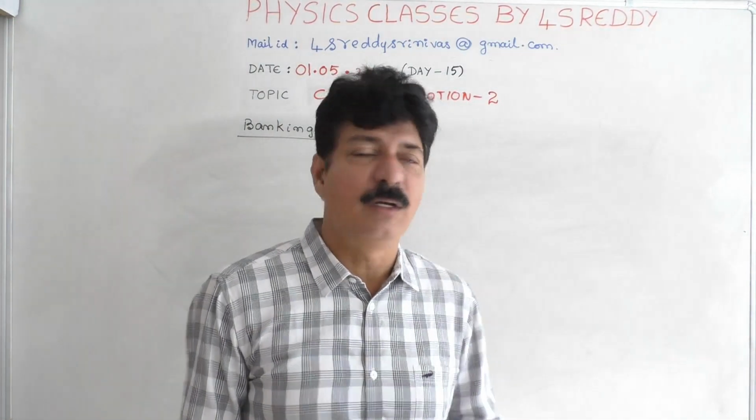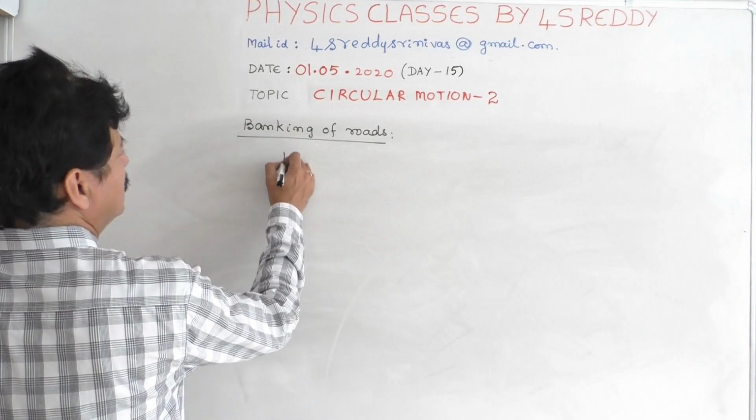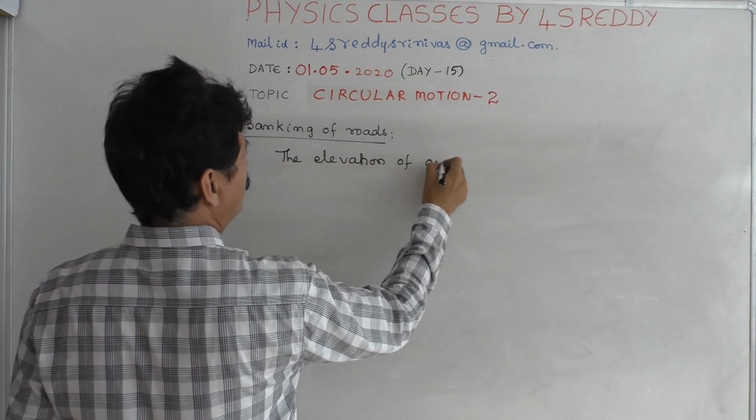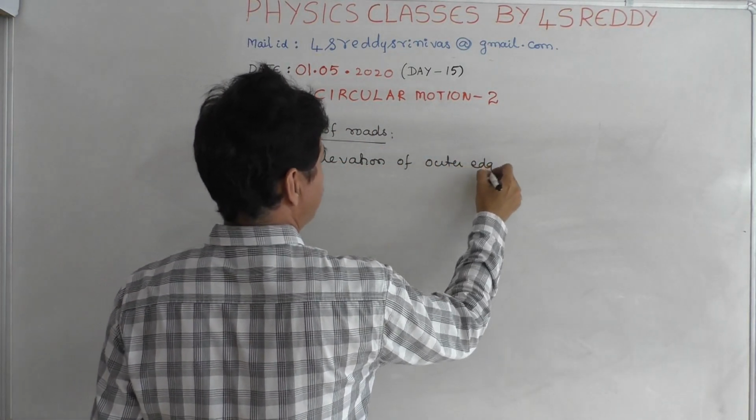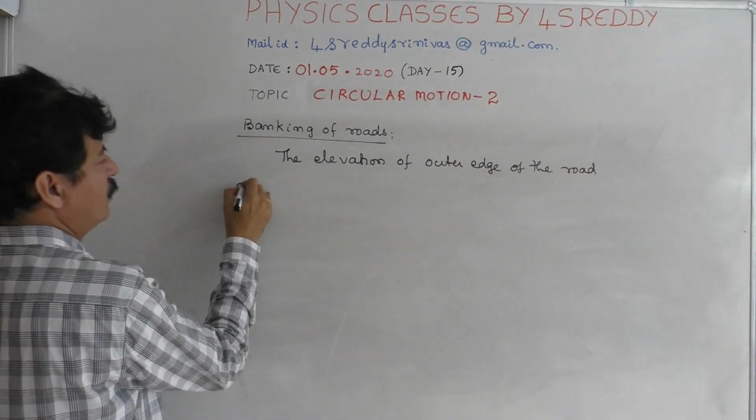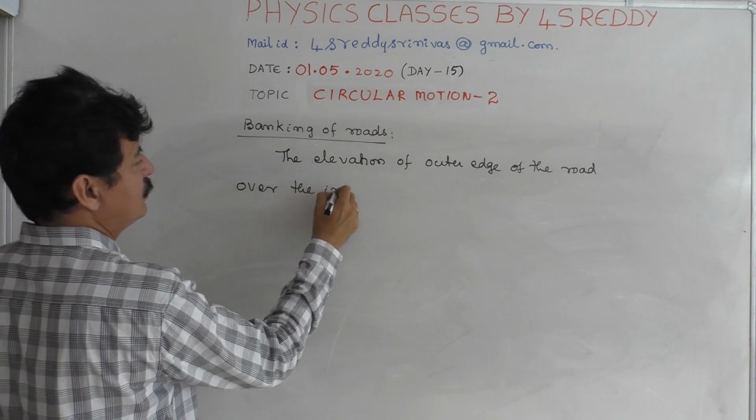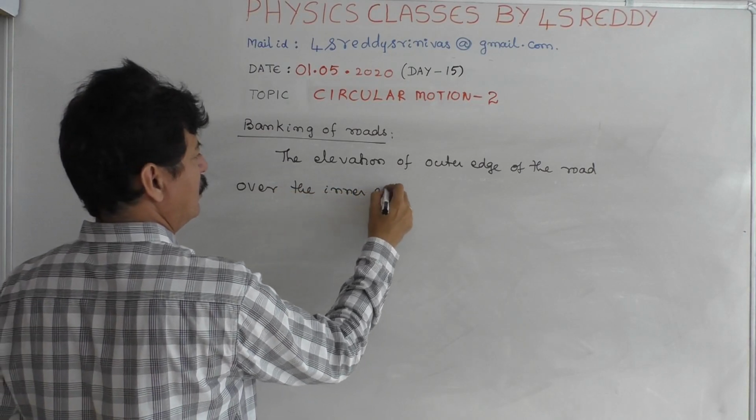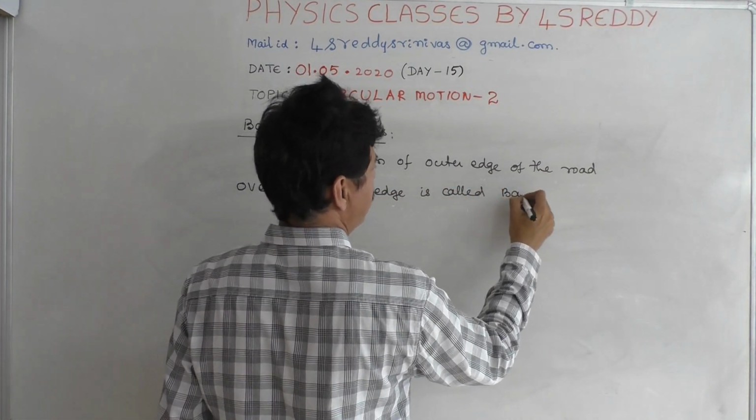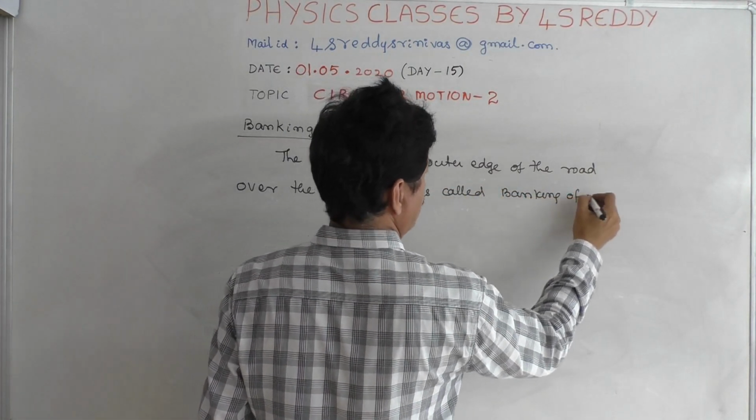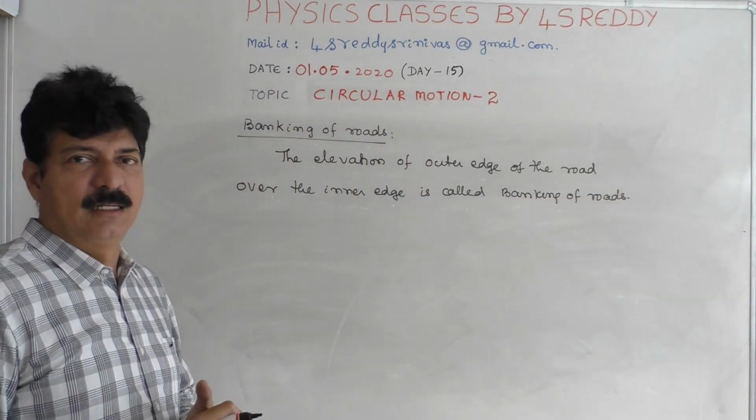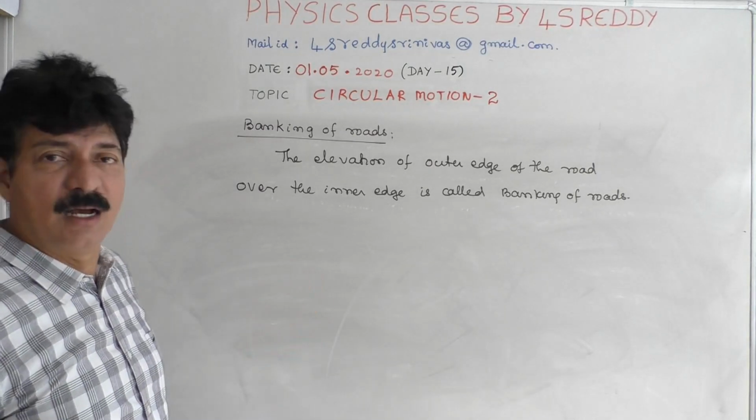Understand? So, banking of roads means the elevation of the outer edge of the road over the inner edge.